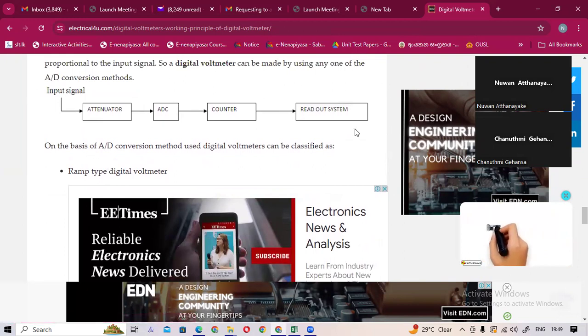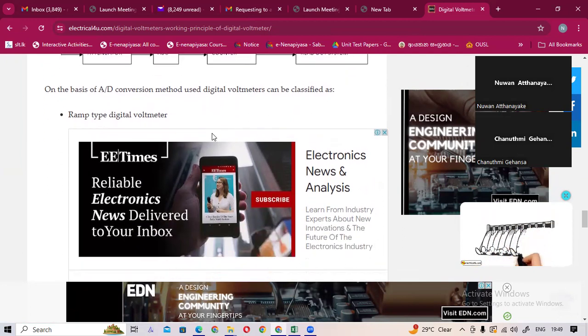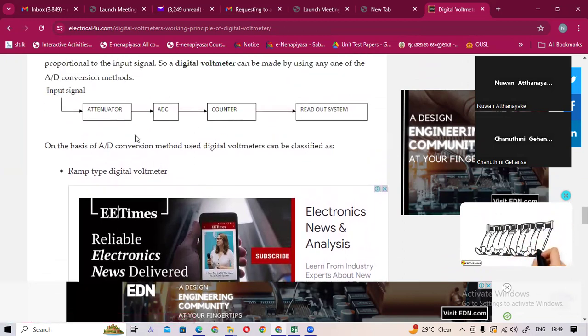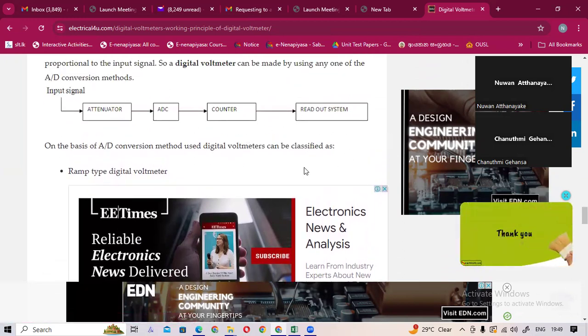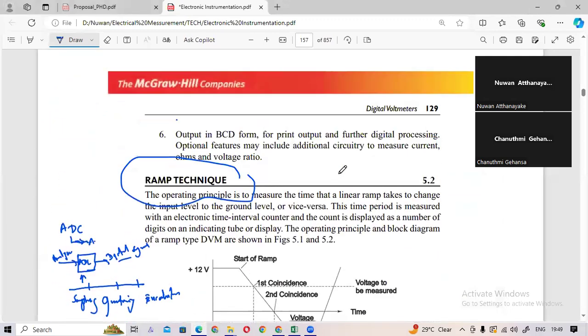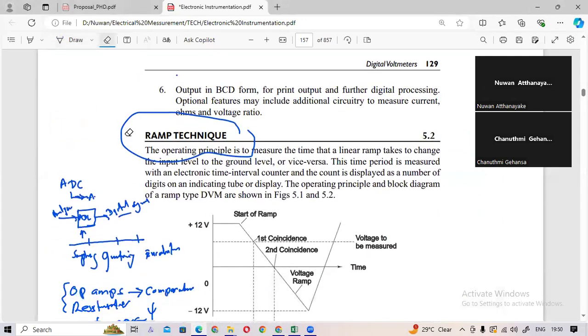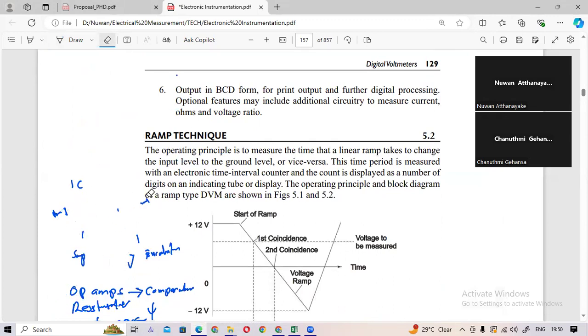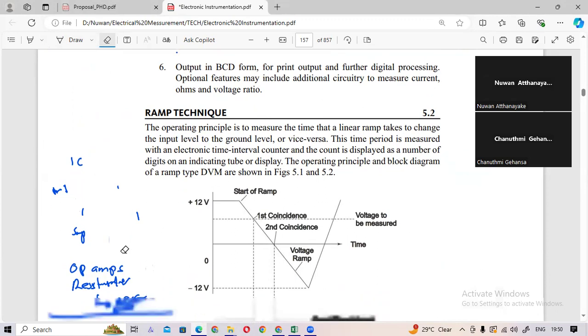Maybe better you note this one, okay? Because this is not in our reference book. So maybe you can note this one. So our voltmeters can be classified actually mainly based on the analog to digital converter. So if we go back to our reference book, I will explain what is the ramp technique. You can see that for a voltmeter, analog to digital converter and counter are the main components.